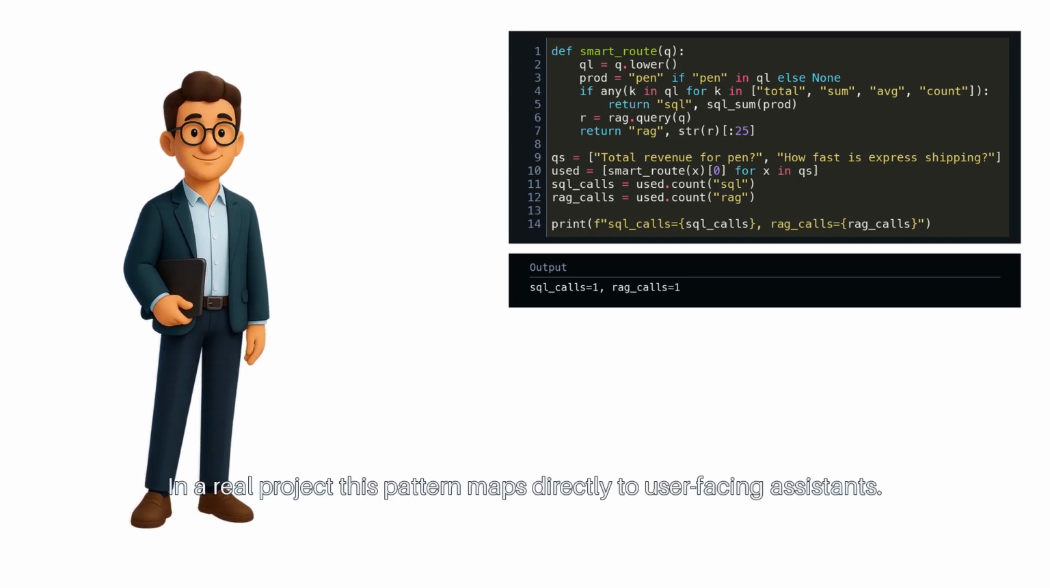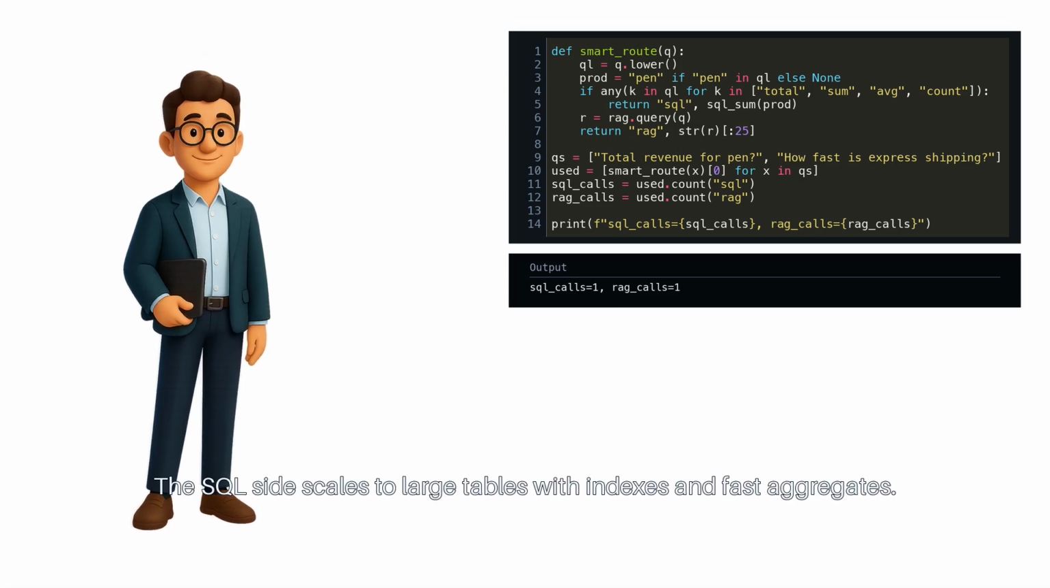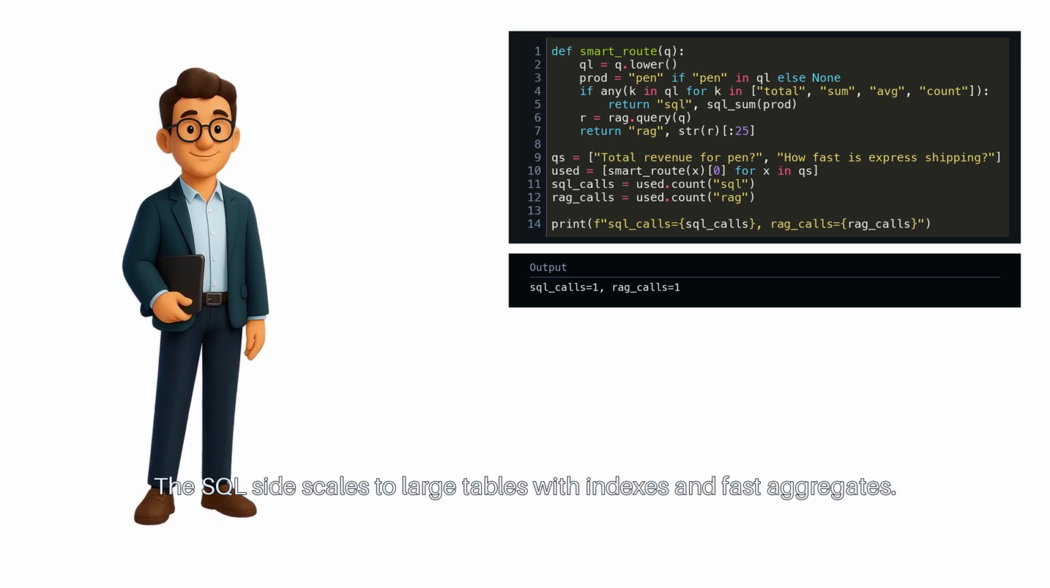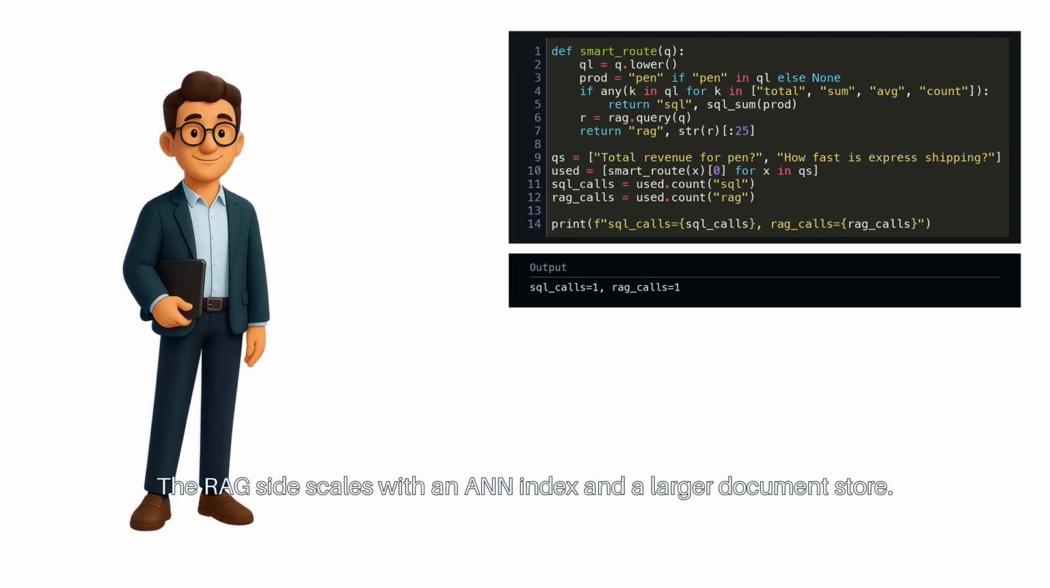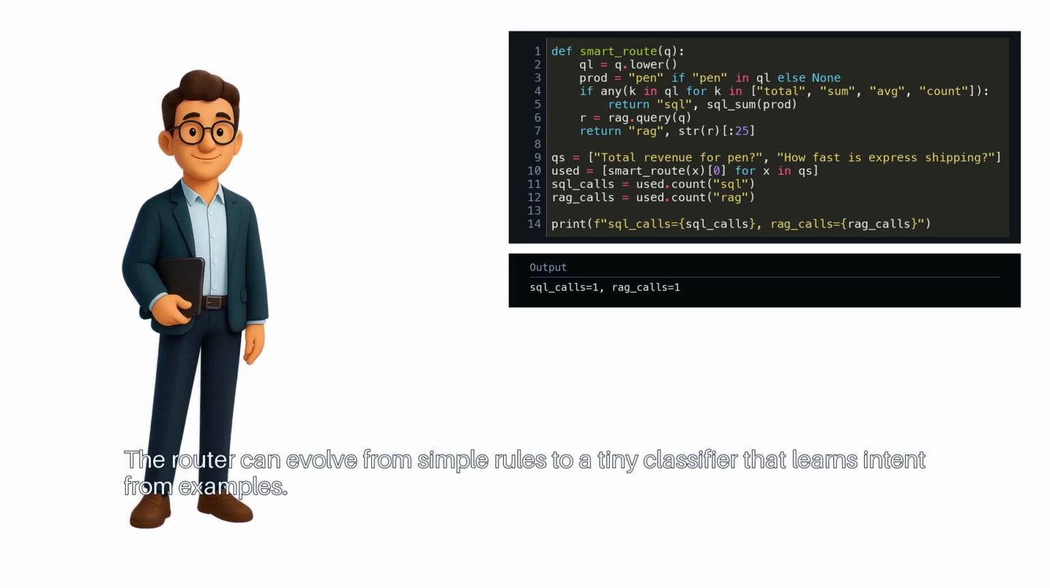In a real project, this pattern maps directly to user-facing assistance. The SQL side scales to large tables with indexes and fast aggregates. The RAG side scales with an ANN index and a larger document store. The router can evolve from simple rules to a tiny classifier that learns intent from examples.